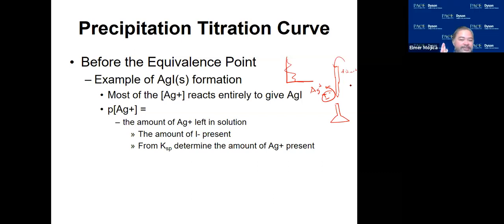So at the beginning, before the equivalence point, what happens after you add the silver ion from the titrant, from the burette, to the iodide here? You form the precipitate. And if you look at the pAg, the p-value of the silver concentration, usually that's the amount of silver ion that is left in the solution. You might say there's none. But the truth is there is something, but the value is so what? High or low?